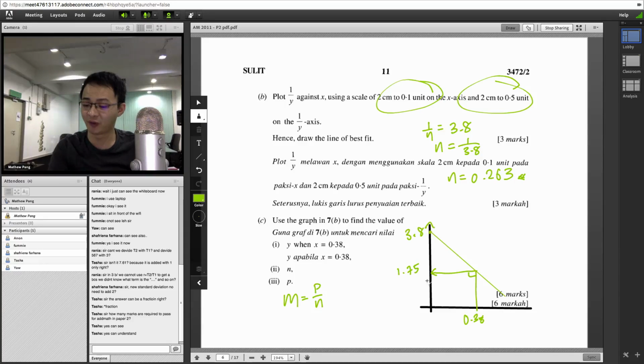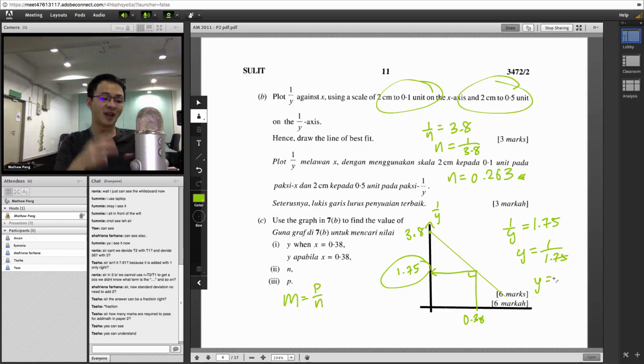Because what is your vertical axis here? It is 1 over y. So therefore, this value itself is 1 over y. So 1 over y equals 1.75. Then you can get your y is 1 over 1.75. Then only you can get the correct y value. 1 divided by 1.75 is 0.571. We can write 0.5714, write 4 decimal places better. 0.5714 for y.